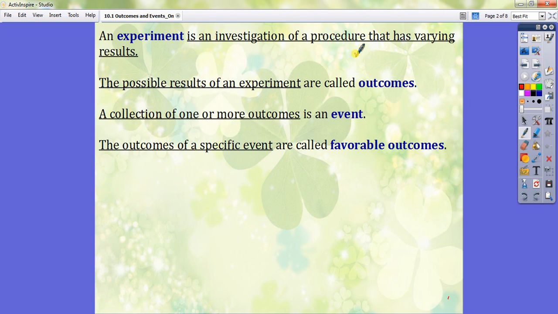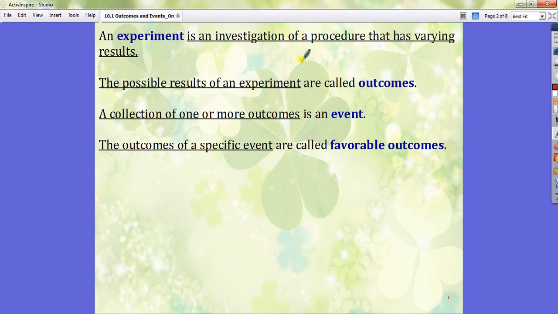So with a new chapter comes new vocabulary, and so we have experiment. Most of you, I'm sure, understand this word quite well. It's just an investigation of a procedure that has varying results. We wouldn't conduct an experiment on something that we know the answer to all of the time. We use this word when we're trying to figure out the answer to something that can have many answers or multiple answers.